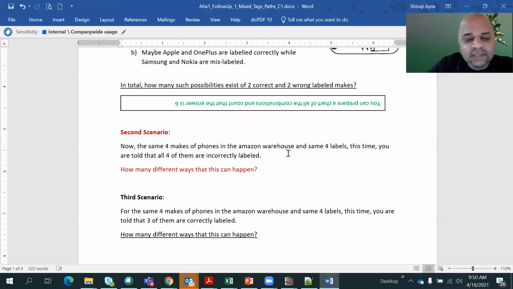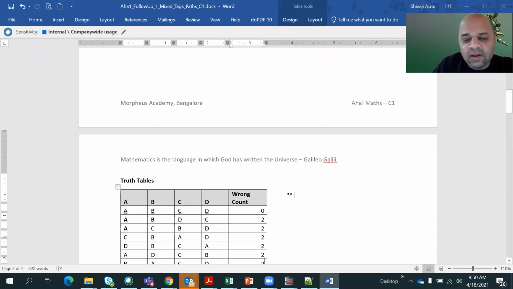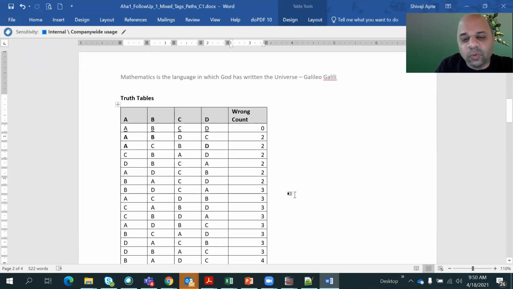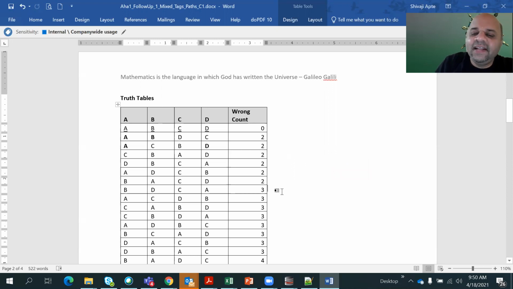Now what you do is you just put the condition and count it. If you are interested in 2 wrong, you count the rows for which the score is 2. If you are interested in 4 wrong, then you count the rows for which the count is 4. So in this case, you can see 1, 2, 3, 4, 5, 6. There are 6 ways in which 2 of them are wrong. There are 8 ways in which 3 of them are wrong. So this is the way that you can use it.